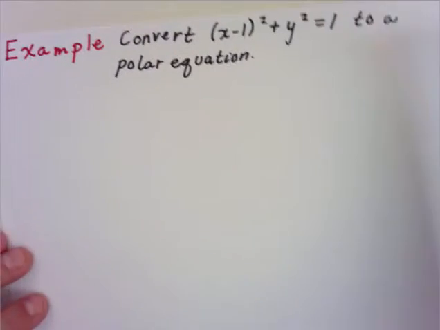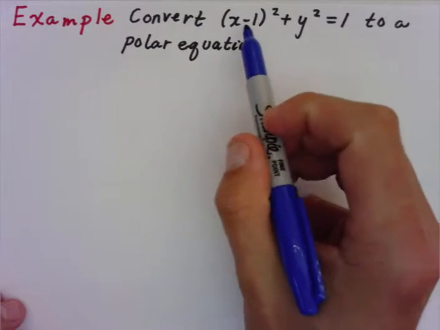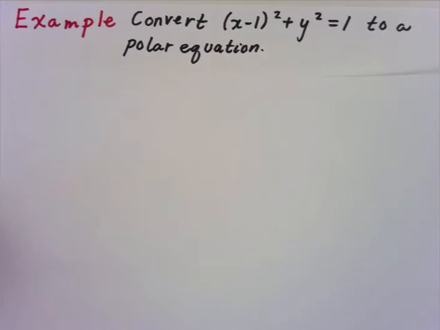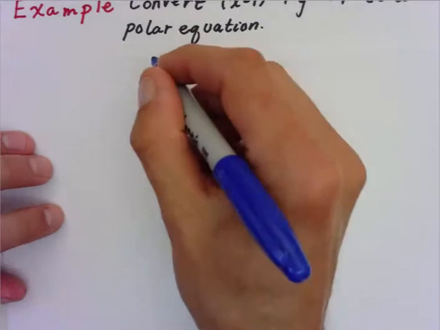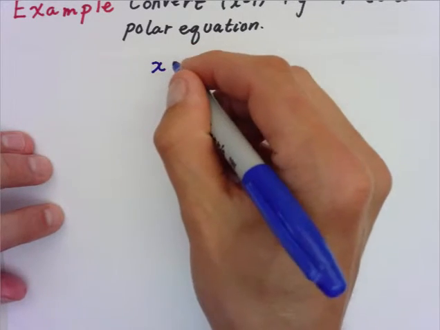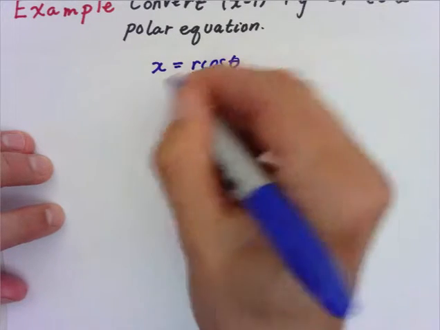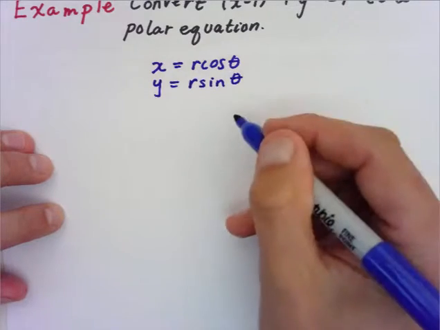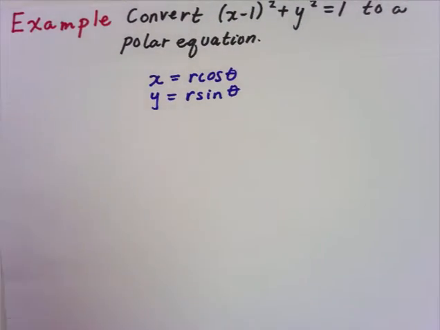So our second example asks us to convert the quantity x minus 1 squared plus y squared equals 1 to a polar equation. So what I'm going to do is first start by writing what I know. I know that x is going to equal r cosine of theta. And I know that y is going to equal r sine of theta. Okay, so we're going to have some substitution here.